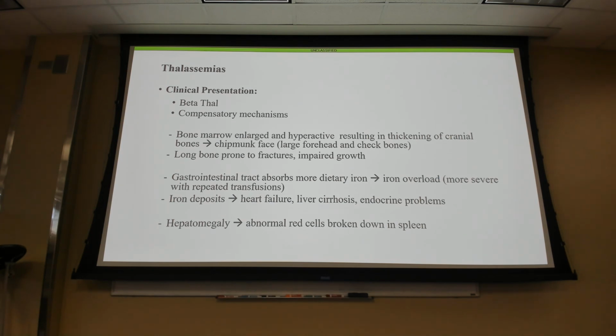GI tract issues, sure, leads to iron overload. And a lot of this is because of the repeated transfusions. So sometimes with your beta thal patients, you have to be careful because you can set them up for iron overload because they require these frequent transfusions. So every time they're getting transfused, right, they're getting iron automatically with the transfusion.